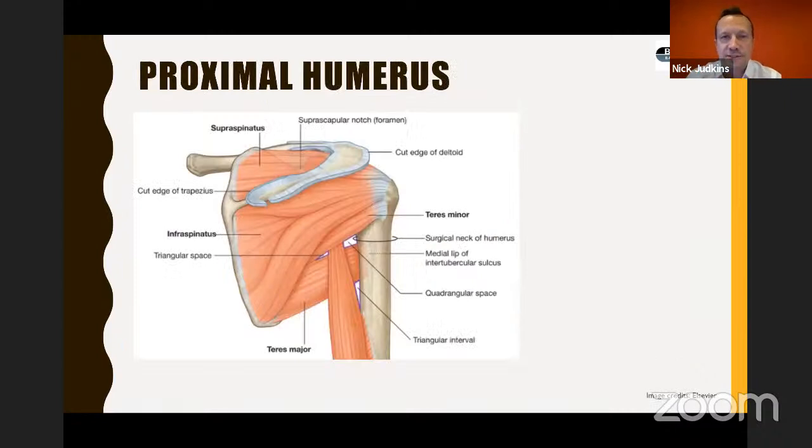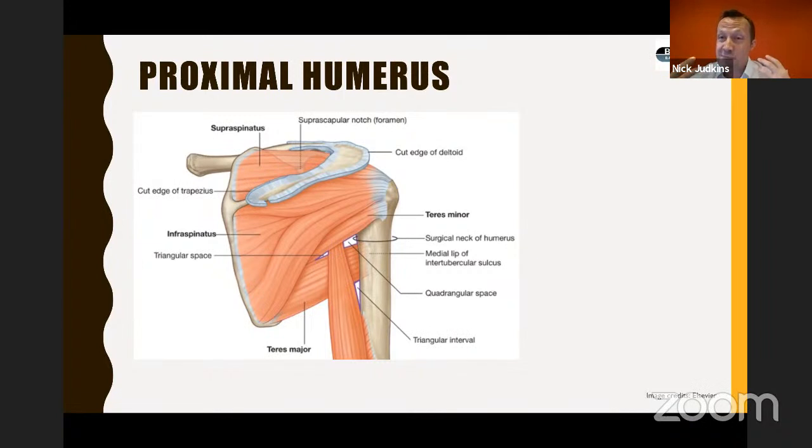I'm going to move now on to the proximal humerus, and this image here is another lovely image from Gray's, and it shows 3 gateways from the anterior side of the scapula through into the posterior arm. And again, I'm not going to talk you through it.